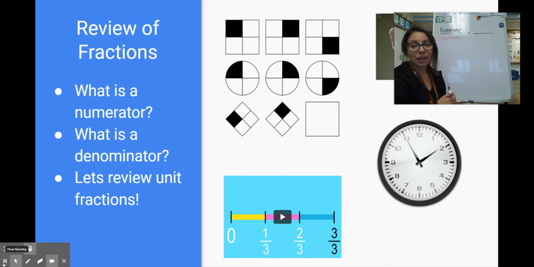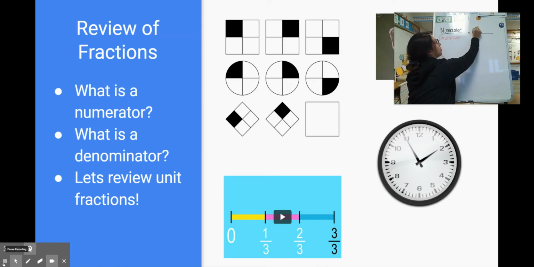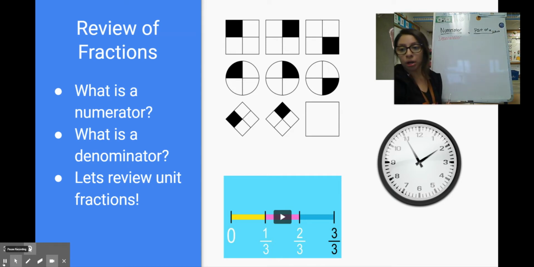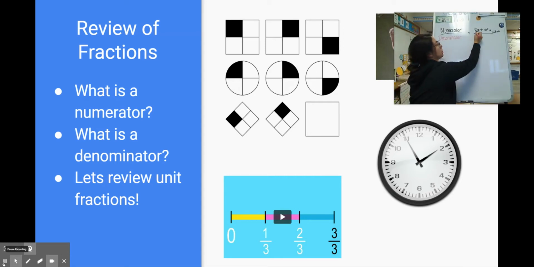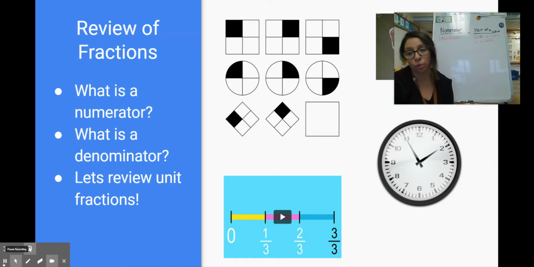And here we go. Numerator is the part of a whole. So we need to make sure that we understand that it is part of a whole. Okay, part of a whole. Next, our denominator is actually the total parts, the total number of parts in a whole. I think the biggest key word here is total.